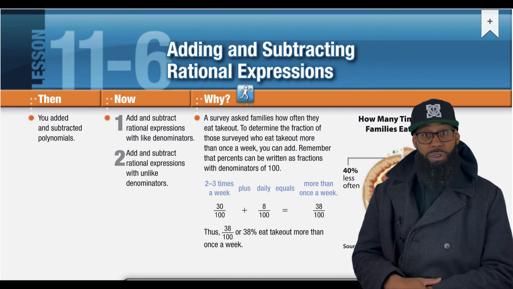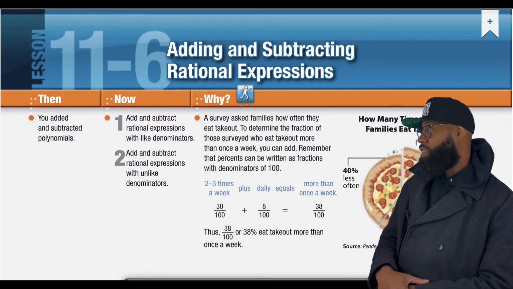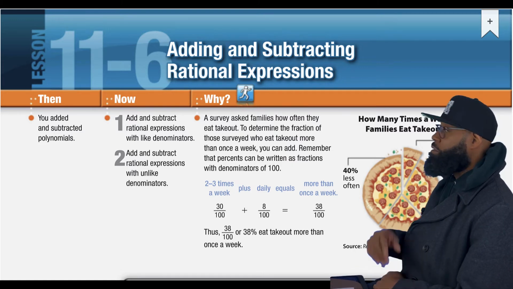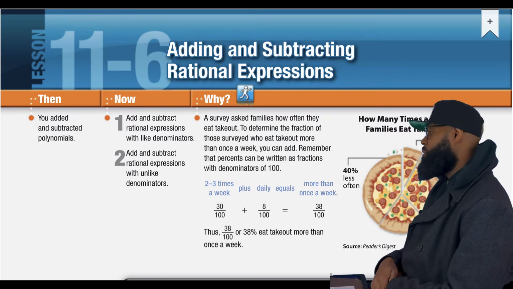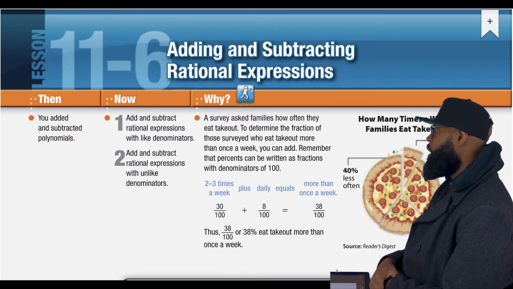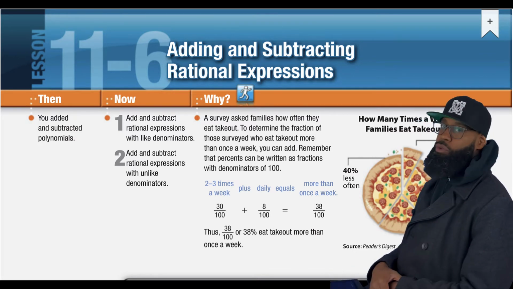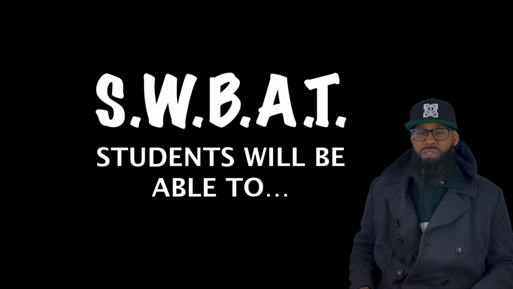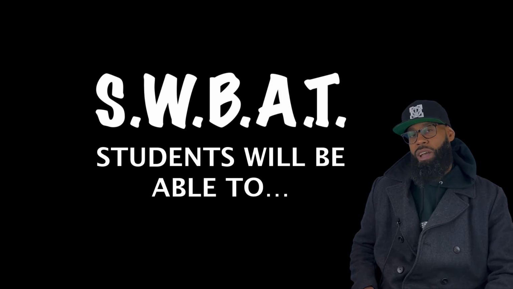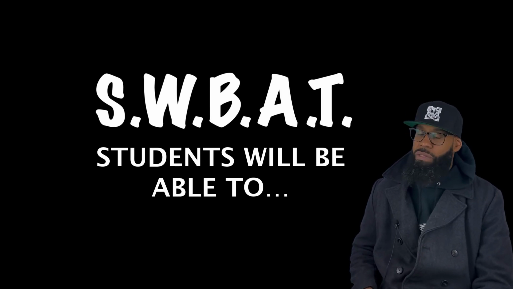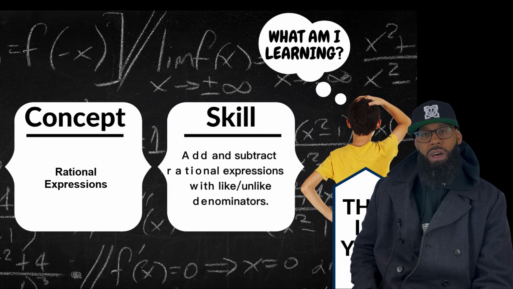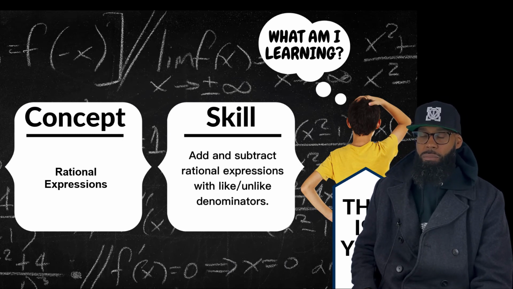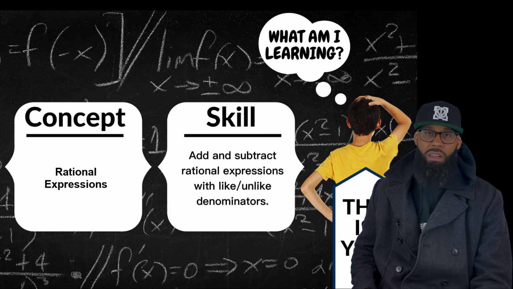So we're looking at chapter 11, lesson 6. Let's see those objectives. Add and subtract rational expressions with like denominators. We like it when it's like denominators. Add and subtract rational expressions with unlike denominators. We don't like it when they're unlike denominators. So, we're back. Students will be able to add and subtract rational expressions with same denominators and with unlike denominators. Concept, rational expressions, big old fractions, I like to call them, and the skill adding and subtracting.